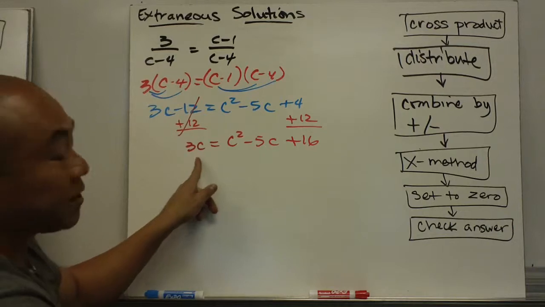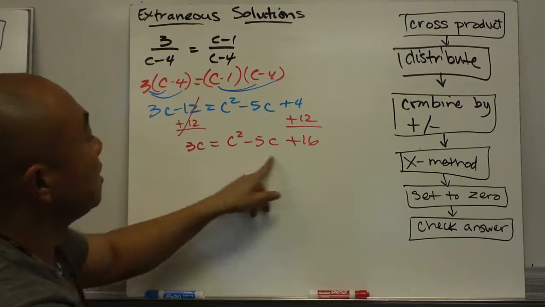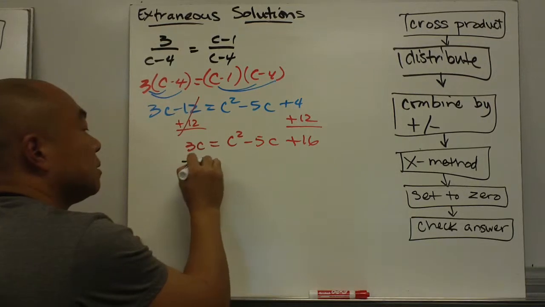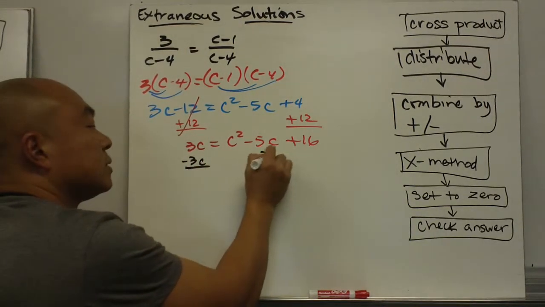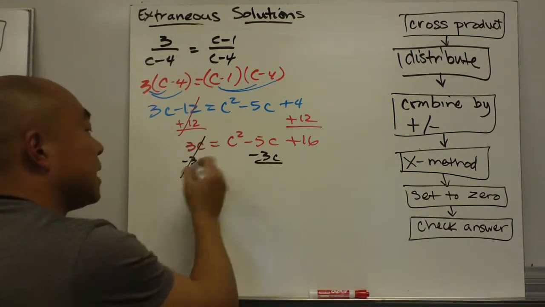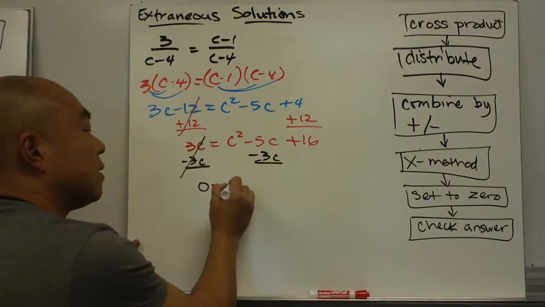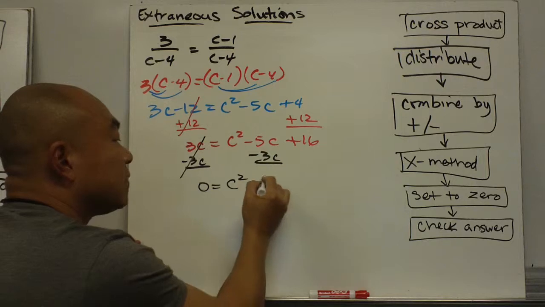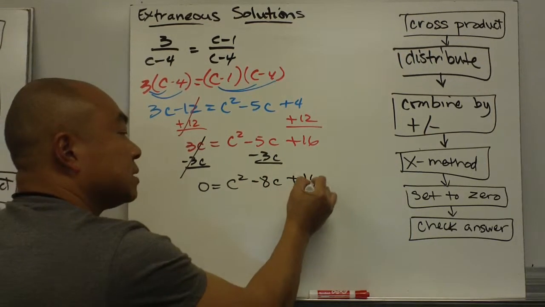Now I'm not done yet. I still have 3c right here, so I'm going to move that over as well. By subtracting 3c, subtract 3c, that is now 0. I now have c squared, and that's going to give me negative 8c plus 16.